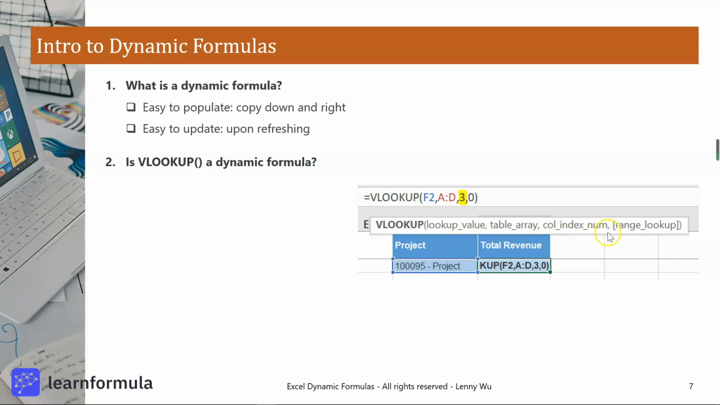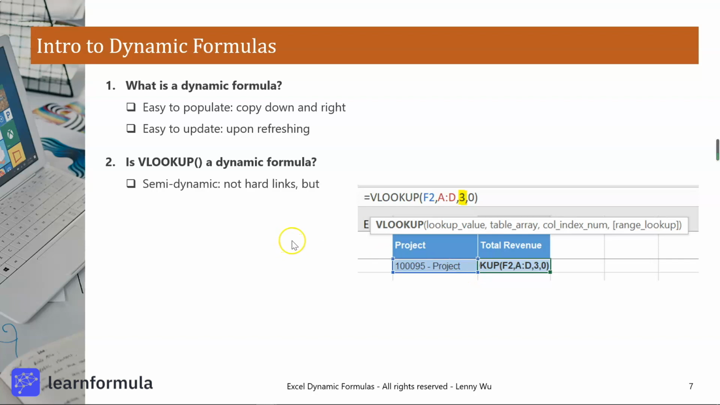column index number. So, for example, we want to look up the price for a certain product. We know the product name, so that's the lookup value. And we will look for the price in the price table, which is the table array, and then the column index number refers to the column for the price. So by using VLOOKUP, we can quickly find the price for a certain product.